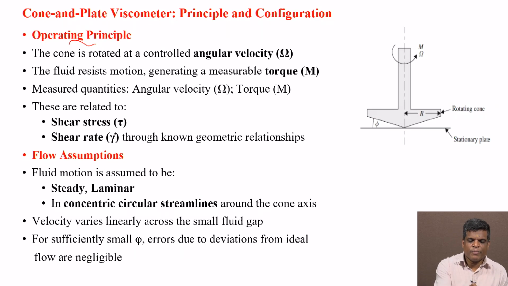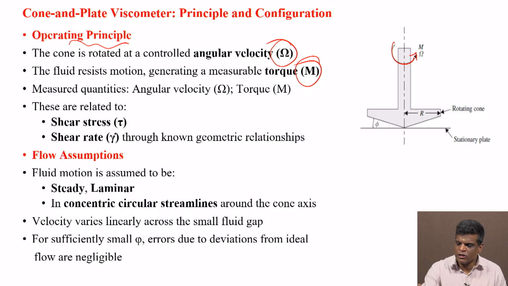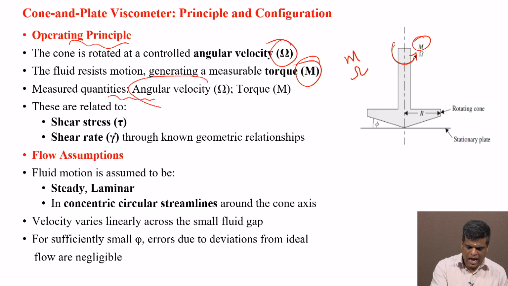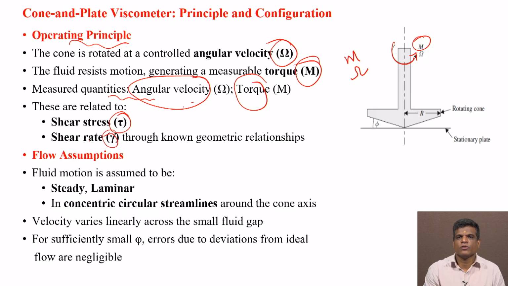So, what is the operating principle here? One is the angular velocity, the other one is the torque. You can see here this is the torque M, then the angular velocity. The rotation here is a measurable quantity. What we are going to measure is angular velocity first, then the torque. The angular velocity and torque are related to shear rate and shear stress through known geometric relationships.